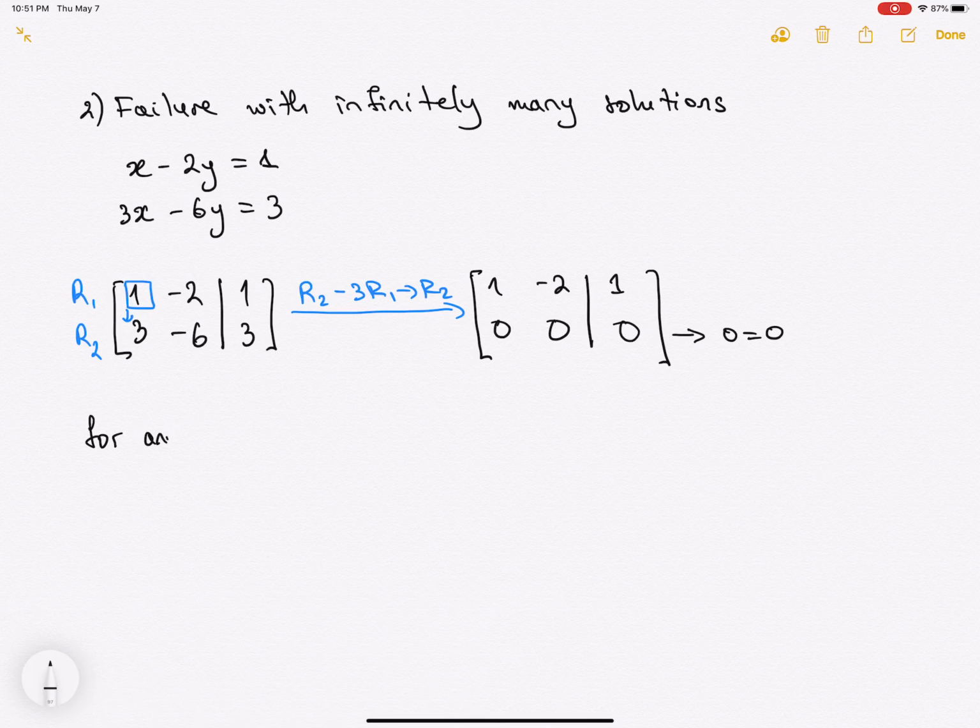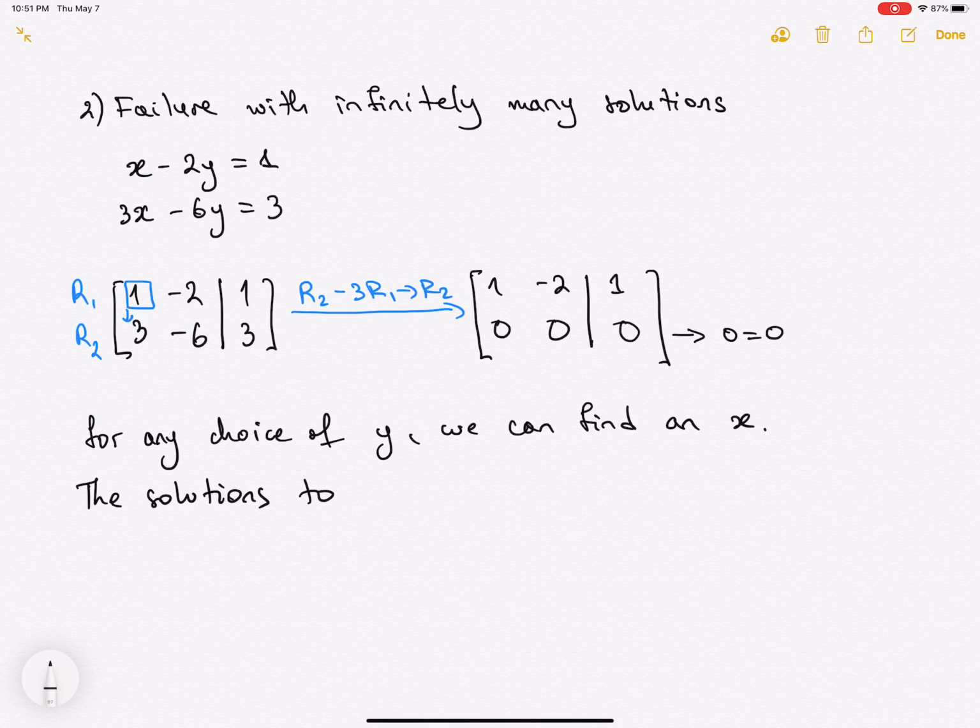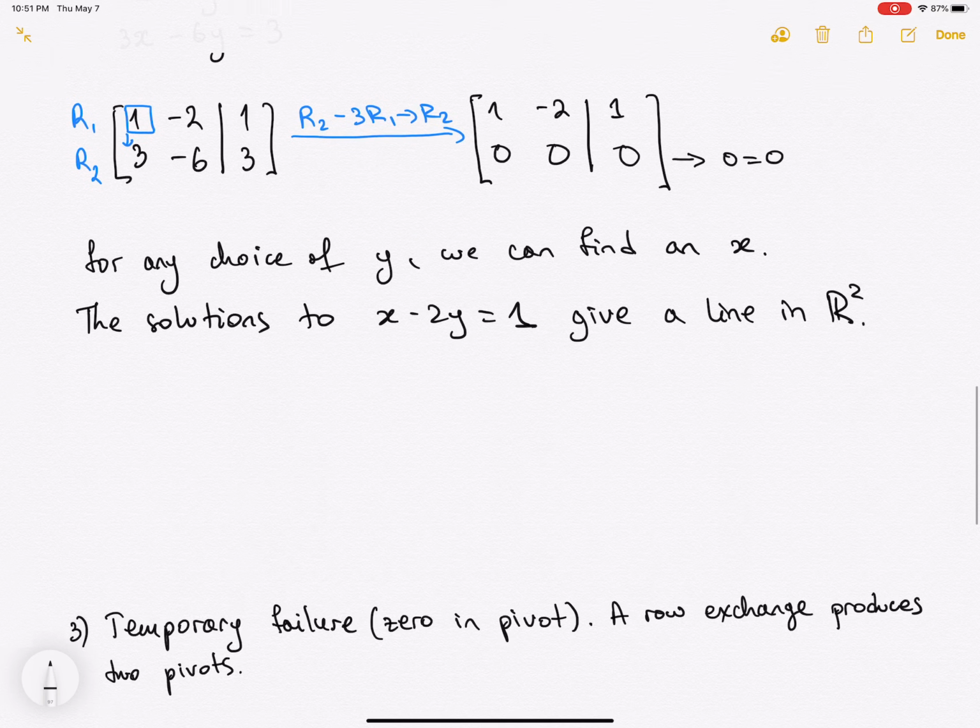For any choice of y, we can find an x. In fact, the solutions to x minus 2y equals 1 give a line in R2, or in the plane.